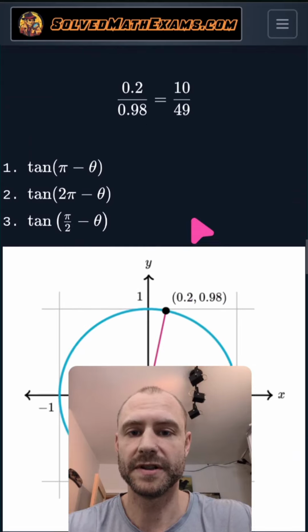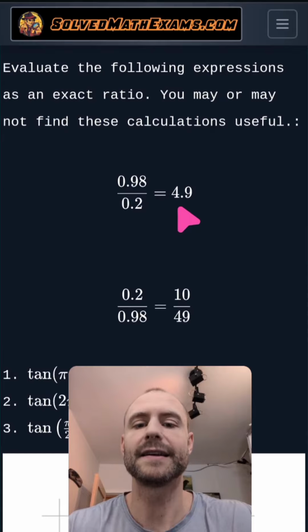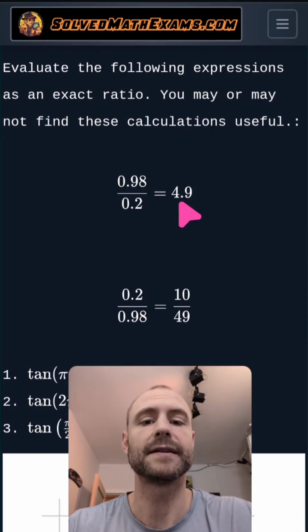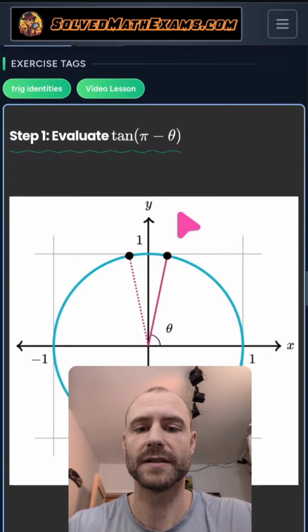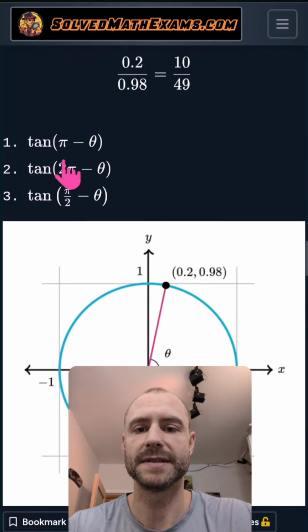Now, what I didn't show you in the question is these are pre-calculated. Of course, you could easily calculate them, but just for simplicity's sake, they're pre-calculated. All right, so let's go through the walkthrough. Evaluate tangent of pi minus theta. That's the first one, pi minus theta.